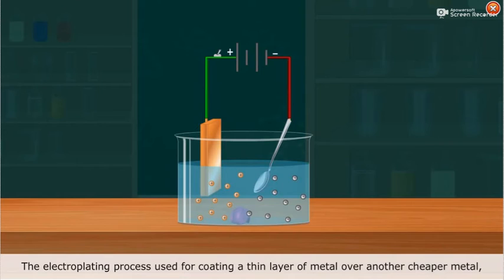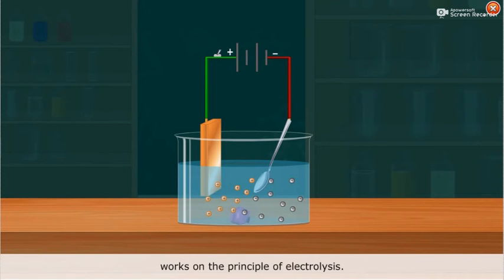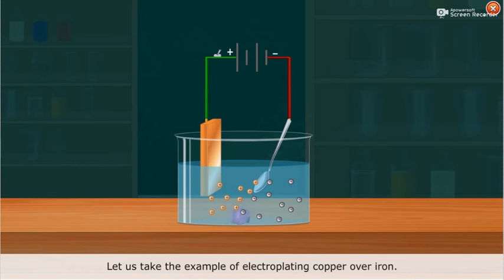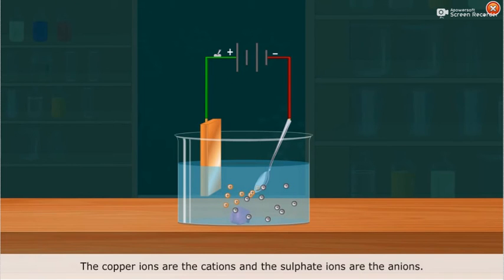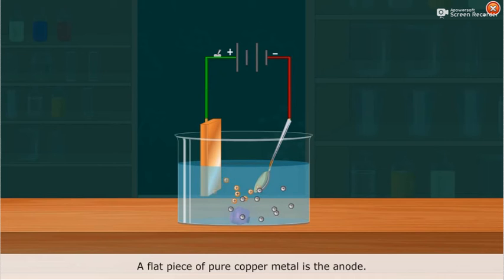The electroplating process used for coating a thin layer of metal over another cheaper metal works on the principle of electrolysis. Let us take the example of electroplating copper over iron. For this, copper sulfate dissolved in water is taken as the electrolyte. The copper ions are the cations and the sulfate ions are the anions. A flat piece of pure copper metal is the anode. The iron metal to be plated is the cathode.